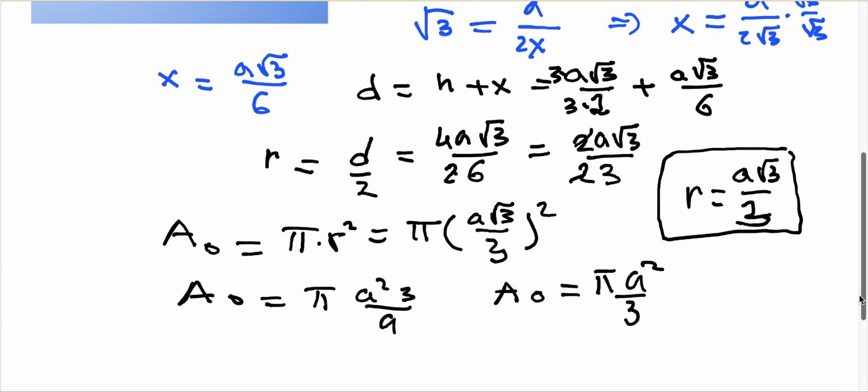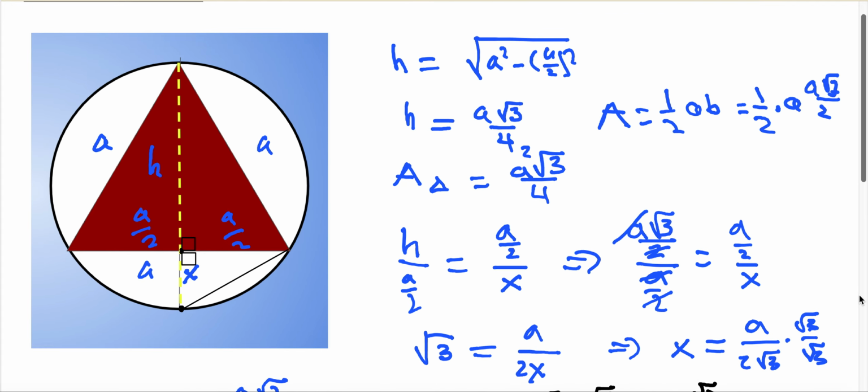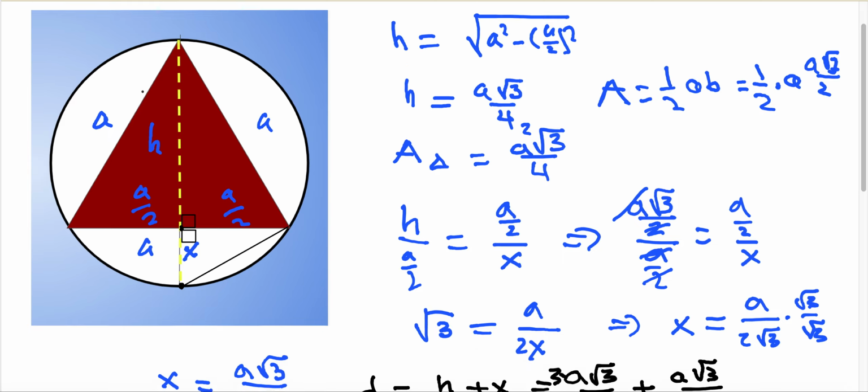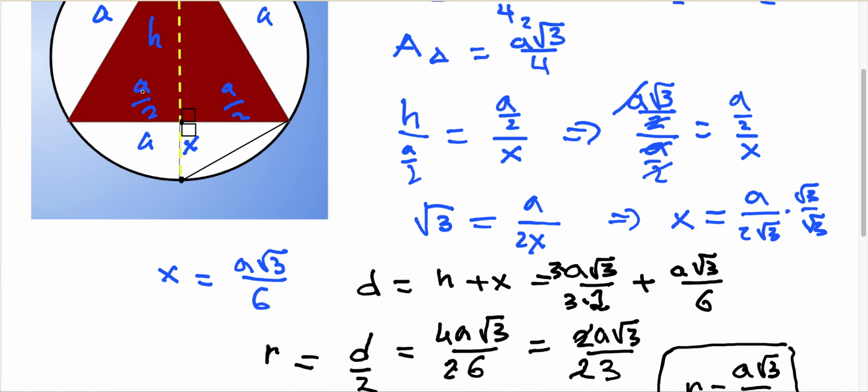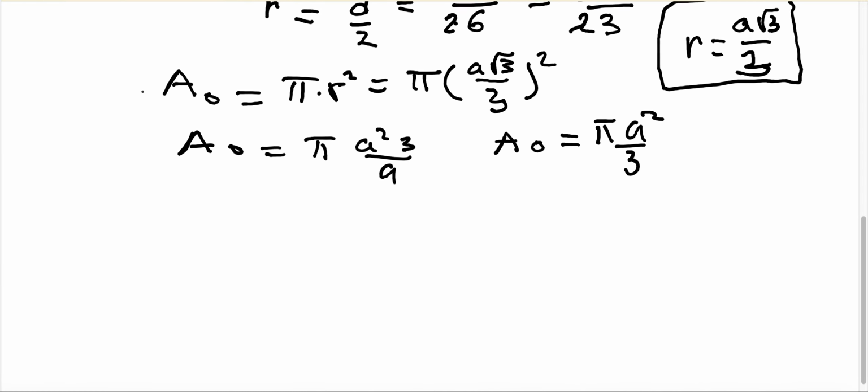But to find the white area, as I mentioned before, we have to subtract the area of the triangle from the area of the circle. And the area of the triangle is a squared square root of 3 divided by 4, and the area of the circle is pi times a squared divided by 3.